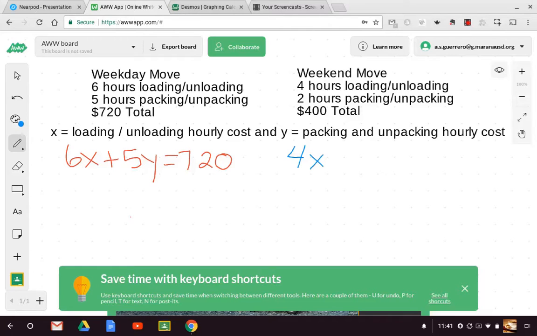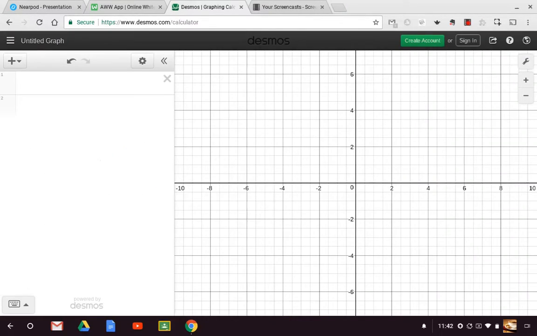Then for the weekend move, he has 4 hours of loading and unloading, so 4 times whatever it costs to load and unload, and then 2 hours of packing and unpacking, so plus 2 times whatever it costs to pack and unpack boxes, and that would total up to $400 if he chose to do that on the weekend.